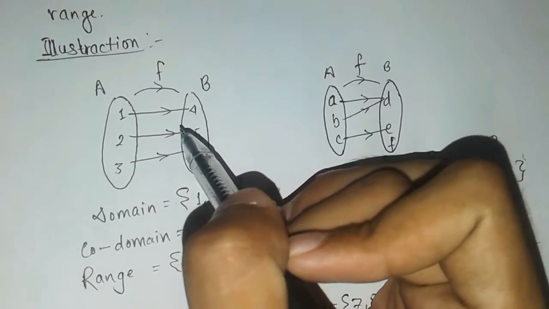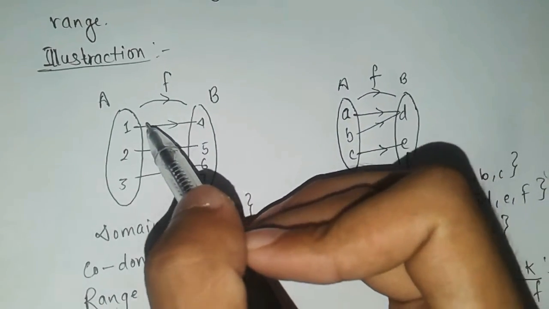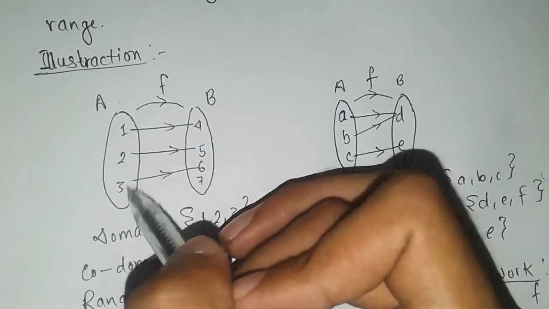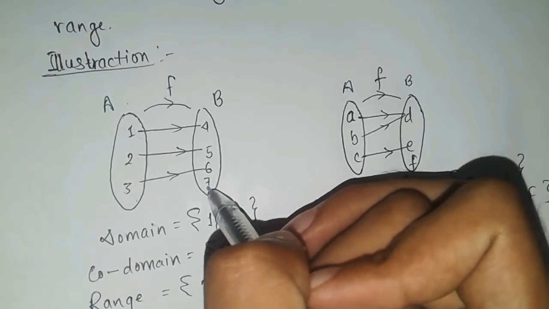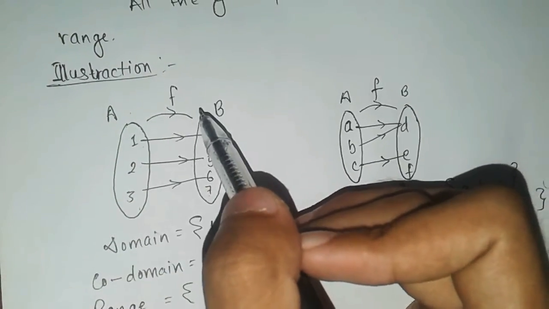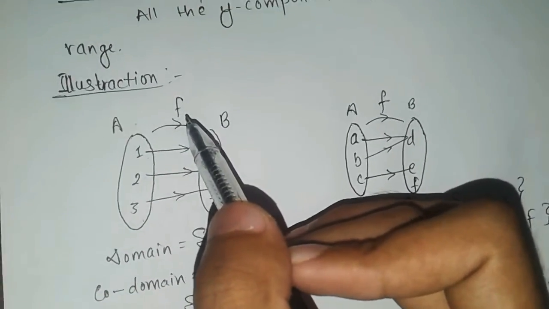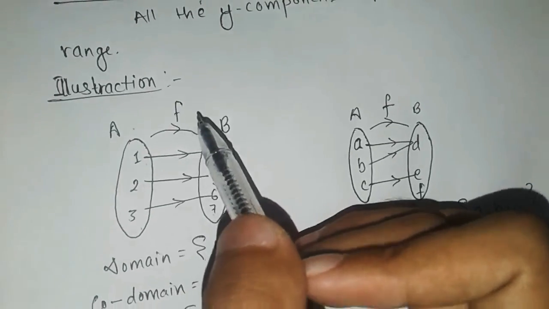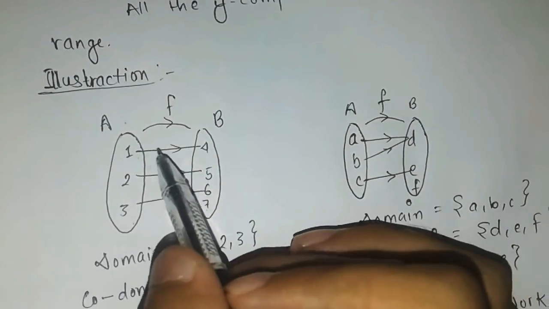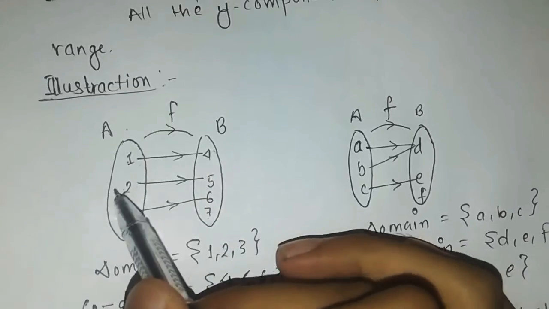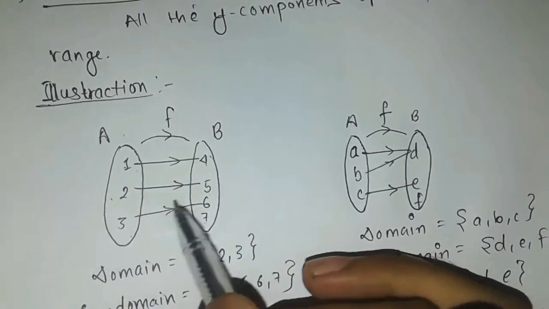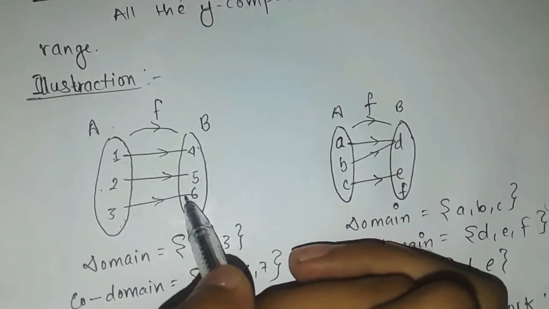So we have the example. First here we have set A: 1, 2, 3 and set B: 4, 5, 6 and 7. This is a function. If you don't know what a function is, you can check out my previous video, given in the description box. Here 1 is associated with the unique element 4, 2 with the unique element 5, and 3 with the unique element 6.